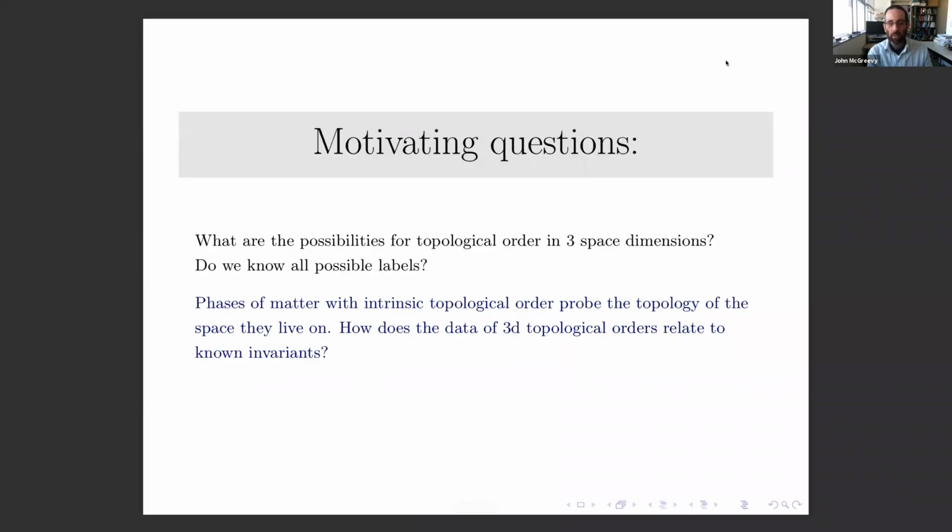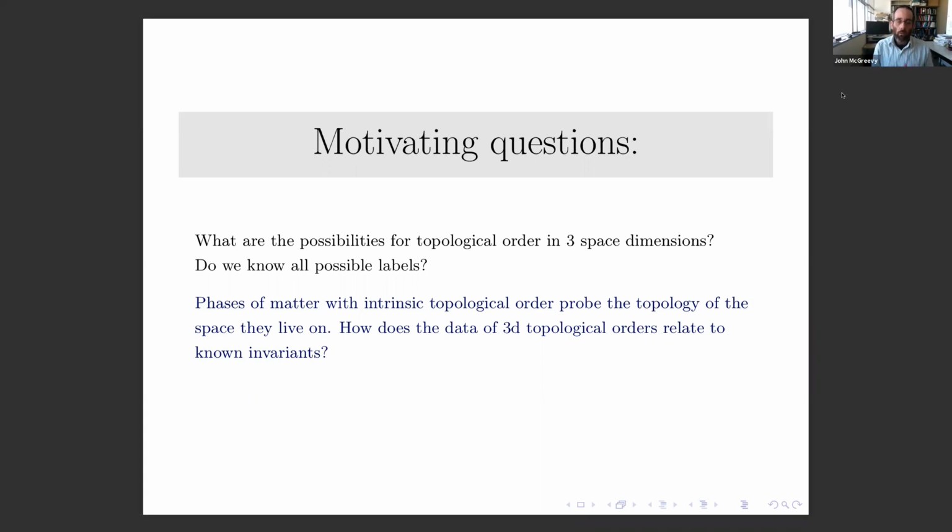So just to put all the cards on the table, the kinds of questions that one might hope to answer. I'm not saying we're going to answer all of these questions today, but the kind of long-term goal one might hope to move towards is understanding what are the possibilities for topological order in 3 dimensions, for liquid topological order in 3 space dimensions. In particular, what are all the universal labels that we would need to understand to classify all such things?